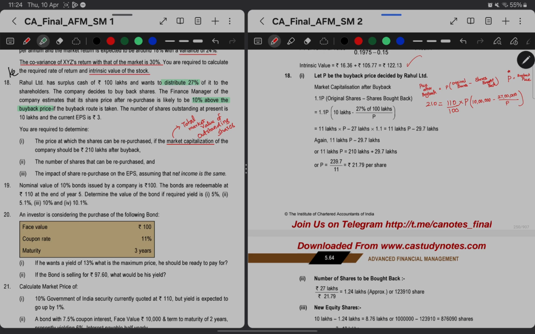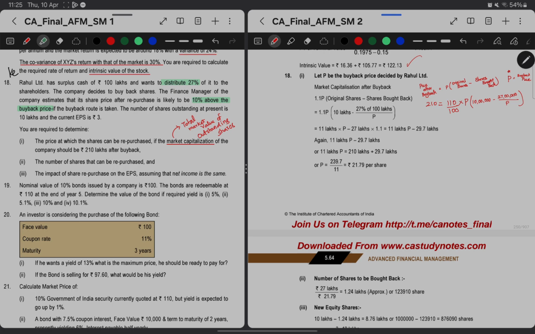Since the company wants to distribute 27%, the distributed cash divided by buyback price will give us the number of shares bought back, right? So 100 lakhs, out of which 27% is 27 lakhs, divided by the buyback price will give us the number of shares bought back. So original shares minus number of shares bought back will give us the number of shares outstanding after buyback, multiplied by the buyback price into 110%, which will give us the share price, equivalent to 210 lakhs after buyback.